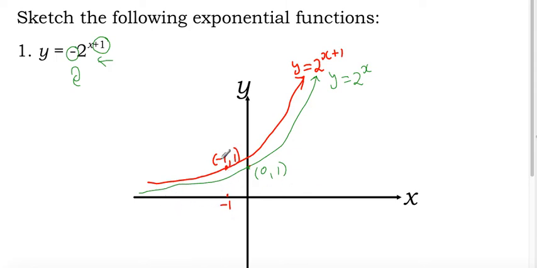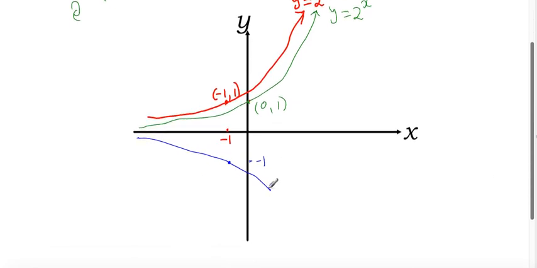So this point minus 1, 1 gets flipped upside down. Let's say that's there. It's just a sketch. So that would be the point minus 1, minus 1. My x-axis is still an asymptote. And I might just move this down. Then it's just going to go down like this. And that's going to approach the x-axis.